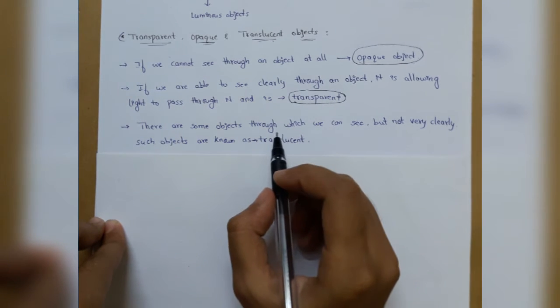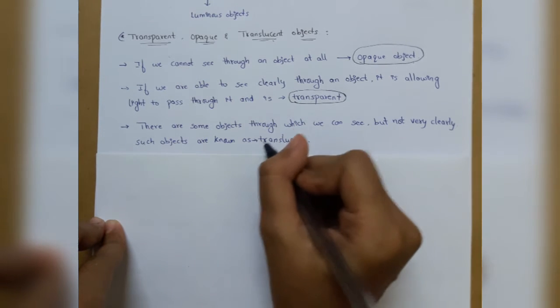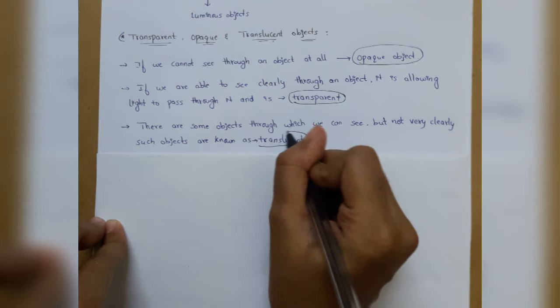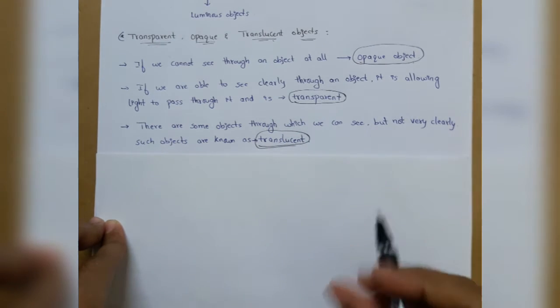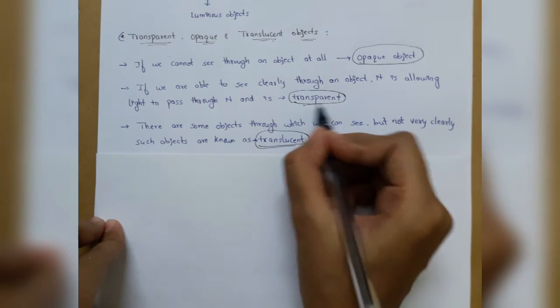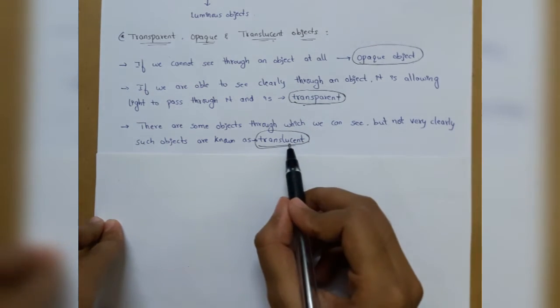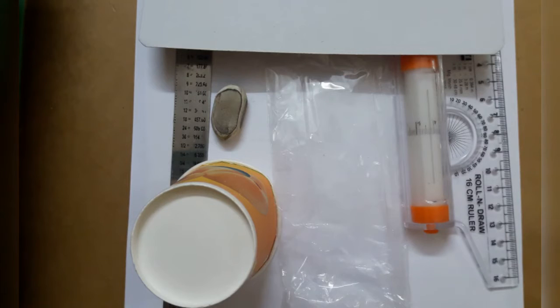There are some objects through which we can see but not very clearly. Such objects are known as translucent. For this, let us classify some of the objects around us as opaque, transparent and translucent. So let us classify all these objects I have found around me.